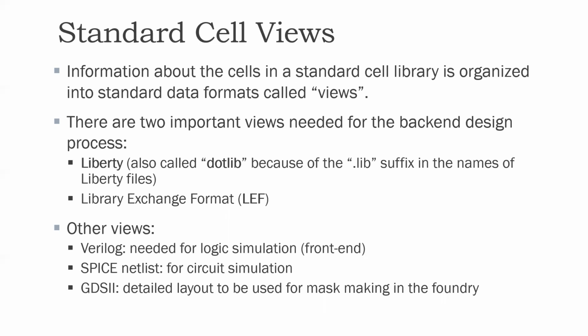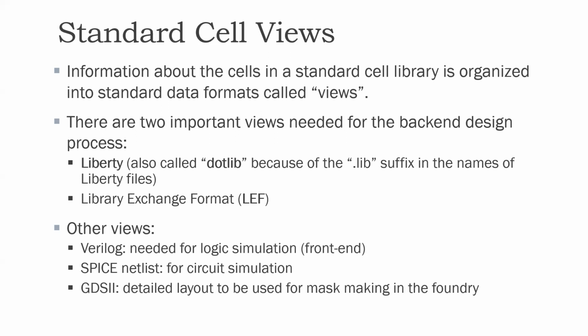There are two important views needed for the backend design process. One view is called a liberty view. It's a standard format. We sometimes also refer to it as a .lib view because of the .lib suffix used in the names of liberty files. So the liberty or .lib view is one important view. It contains some important information about the standard cells, which we will review in the next few slides. The other important view is what is called the library exchange format or LEF view. These are two important views that I want all of you to get intimately familiar with in the course of this class. These two file types contain the information that is needed in order to use these cells in designing an ASIC.